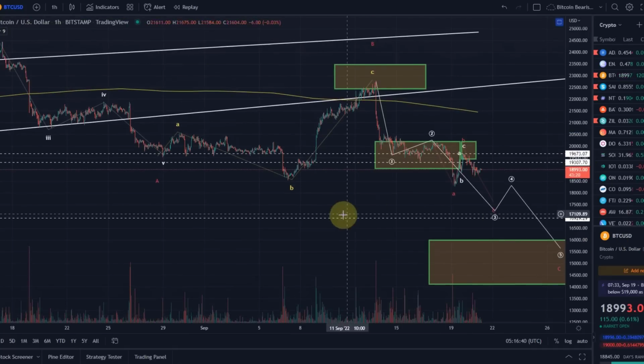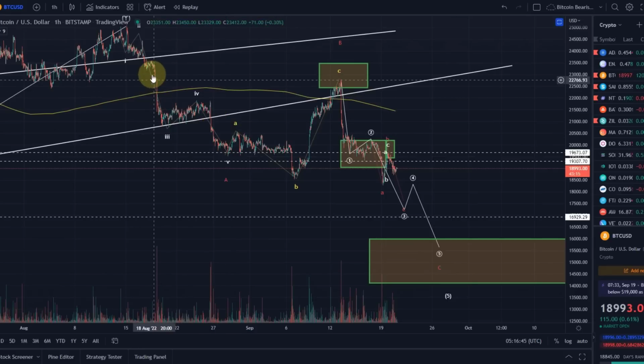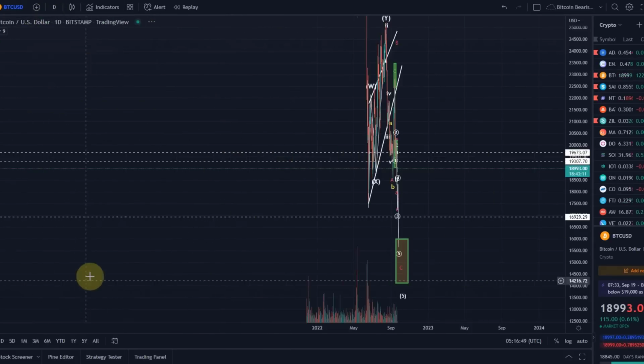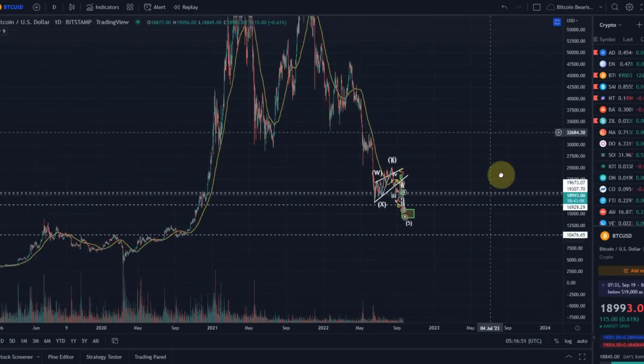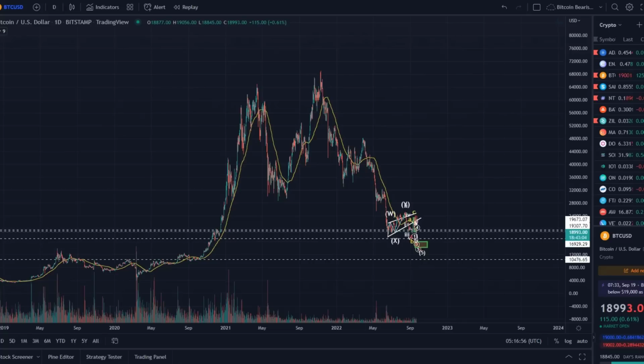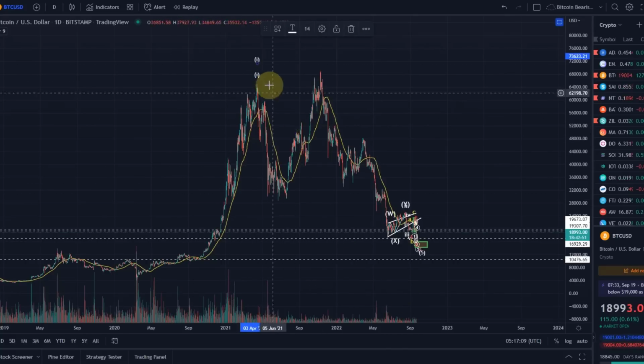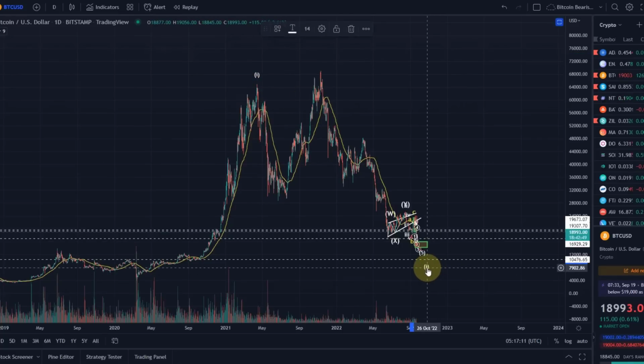Important question, why can the wave 5 be just an ABC? I know it's difficult to get someone's head around it, but I'll show you that on this longer time frame count. And as you know, my view is that Bitcoin created a wave 1 here, and that we are currently here in this wave 2.